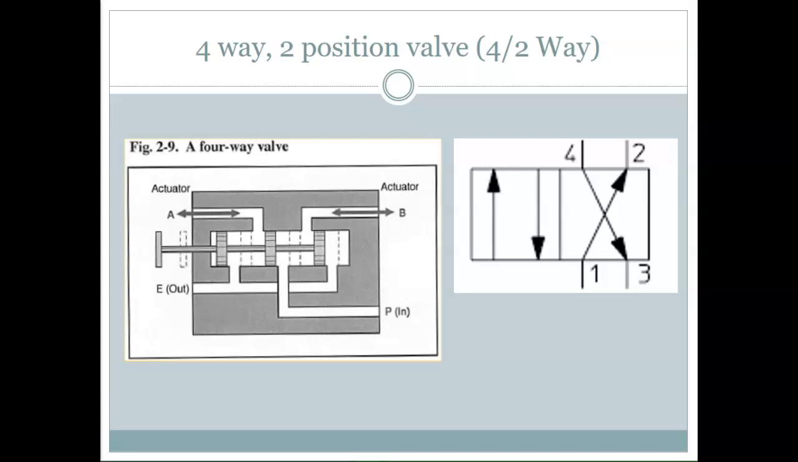Like I said, each box represents a position, and the number of times it touches the edge are your ports, otherwise known as ways. So in this case, this one is a 4-way 2-position, or a 4-2. Now, why do we want to shorten it like that? Well, because it makes it a lot easier to tell somebody I need a 4-2 than you need a 4-port 2-position valve. It just shortens it up, makes it faster.